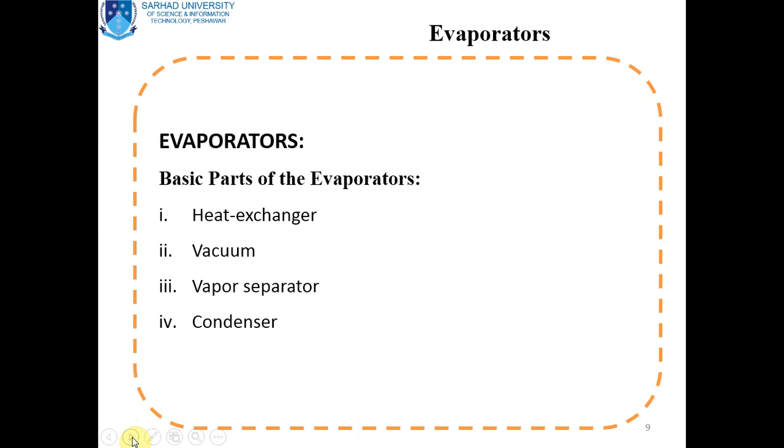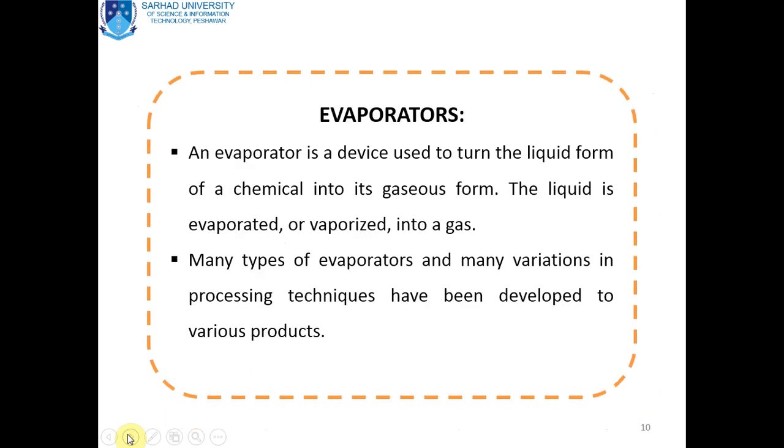Before going to discuss the different types of evaporators, there are some basic parts which are included. The basic composition of evaporators includes the heat exchanger, vacuum, vapor separator, and condenser. These are the basic parts of the evaporators, in which the process of evaporation takes place.